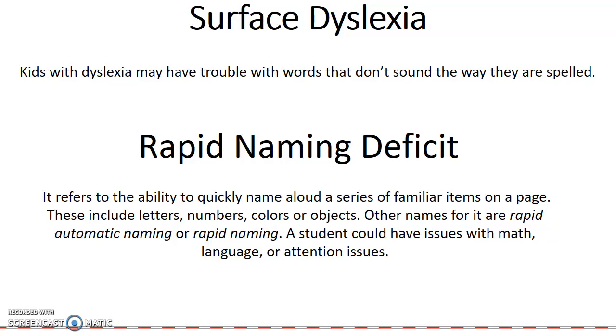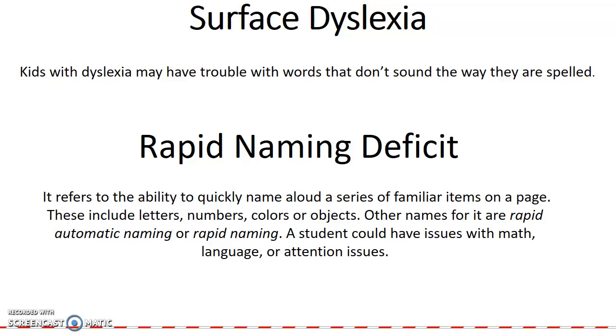The next one is surface dyslexia. Kids with dyslexia may have trouble with words that don't sound the way they are spelled. That can be very difficult, even for students that don't have dyslexia, especially learning that PH makes the sound an F would. That can be very confusing for anybody, but especially a student with dyslexia.